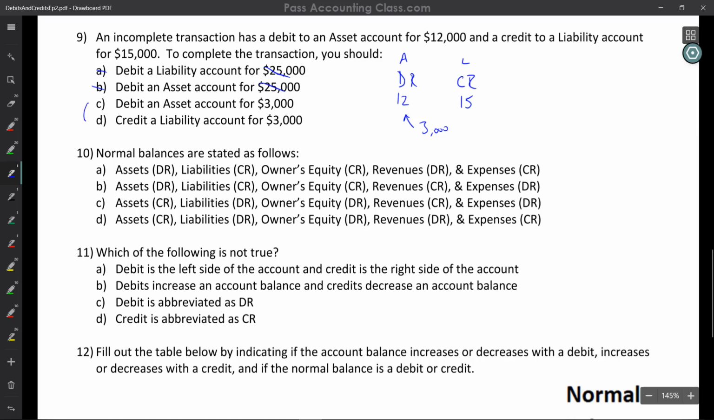And now I'm stuck between C and D, and I need to debit an account for $3,000 in order to get my total debits to match my total credits. I know that it's not D, so it has to be C. So I'm going to debit an asset account for $3,000. So when I debit something $3,000, I add the $12,000 plus the $3,000 to get me my $15,000. And the credit side already has $15,000, so my debits equal my credits.